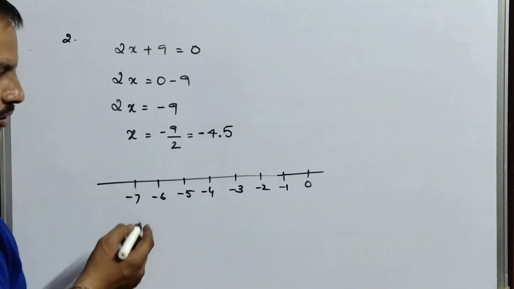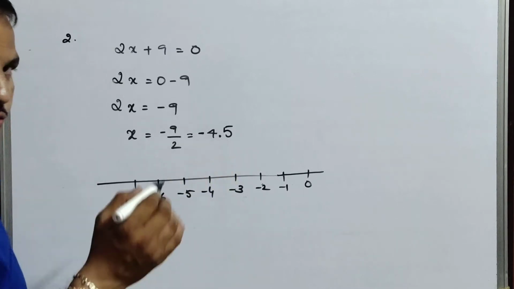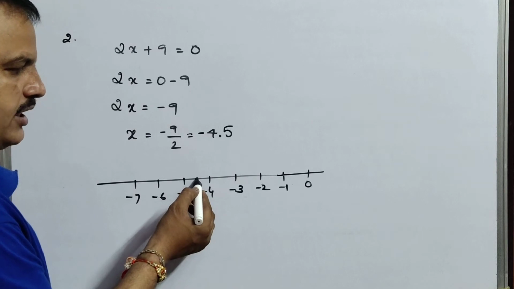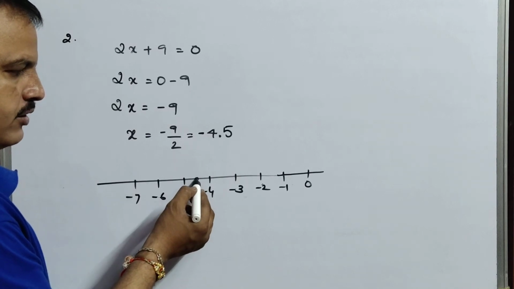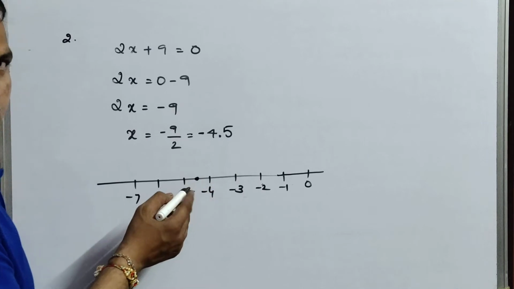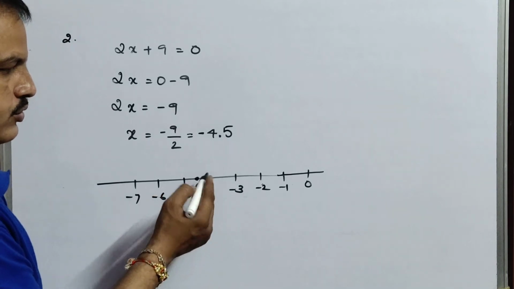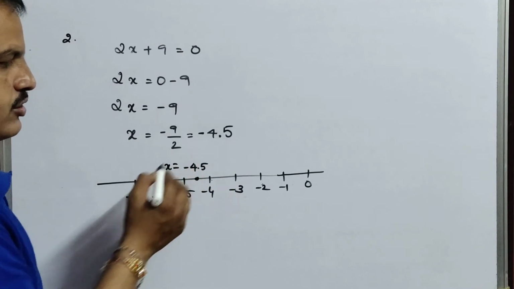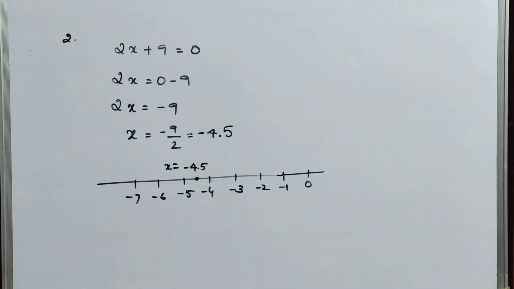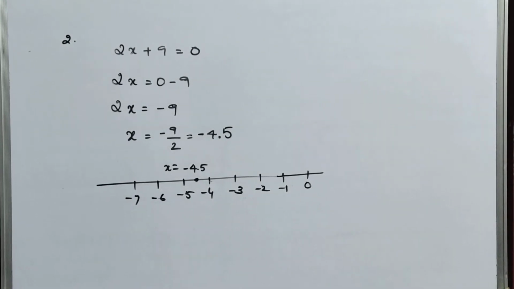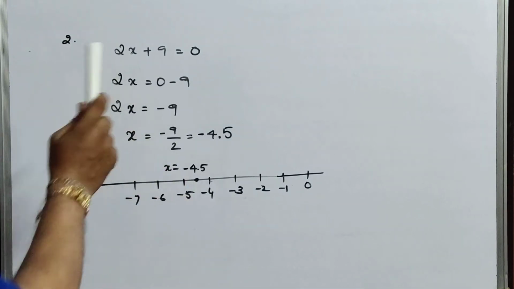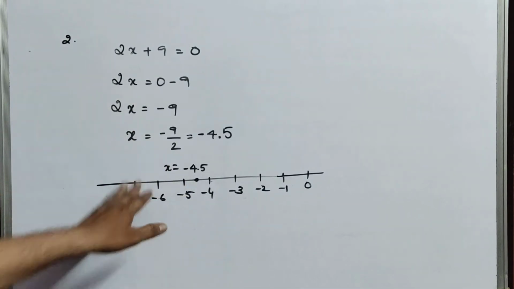Now minus 4.5, that is minus 4 and a half. So where are you going to get it? In between 4 and 5. If you clearly observe, there is a half line, as I told you, between 4 and 5. So this is minus 4.5. That is x equals to minus 4.5. Okay children, this is the way to plot the point minus 4.5, and it is one variable.